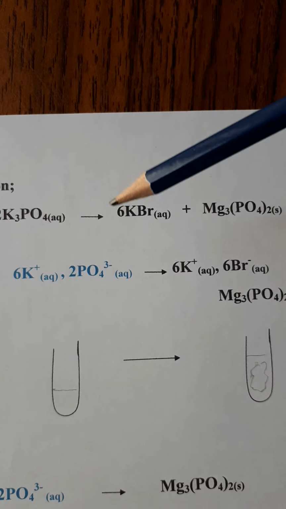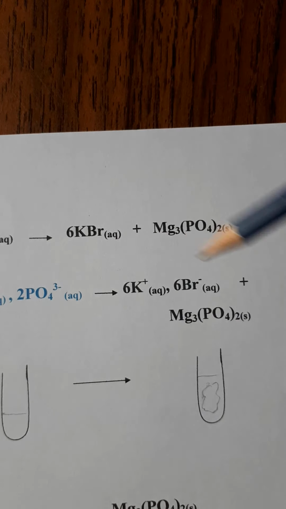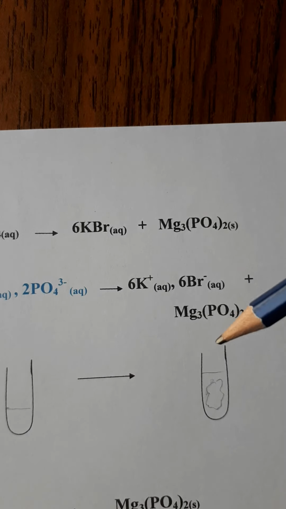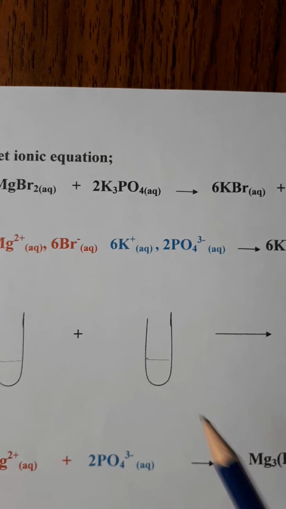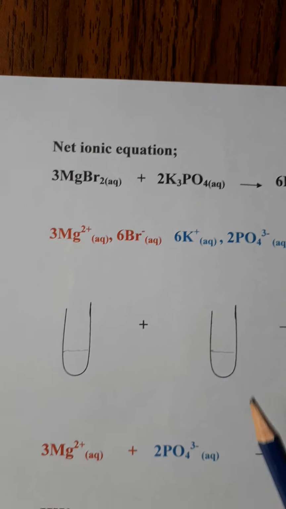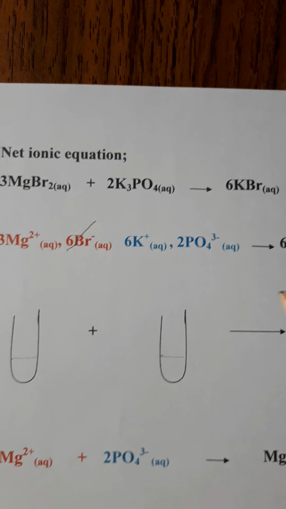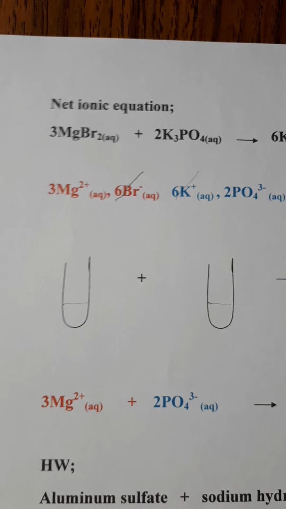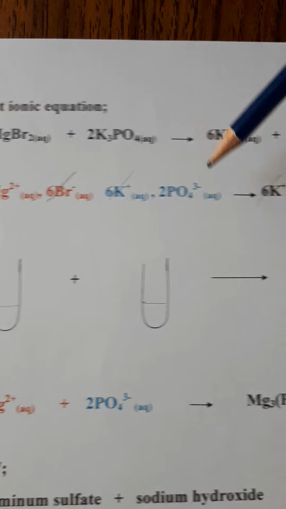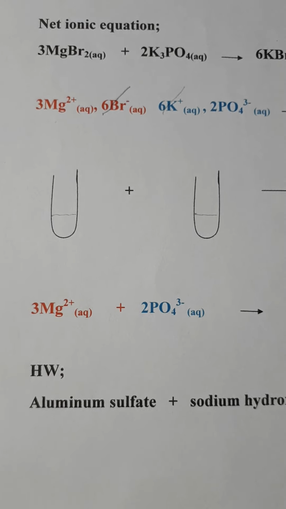Then we get 6 potassium ions, 6 bromide ions, and this solid. Since it is a solid, we cannot break them because they are together. Now as before, our bromide ions were the same at the beginning and at the end. Potassium ions were not doing anything. So our final net ionic equation is this plus this give you this. So we can only write those 3. That is our net ionic equation.